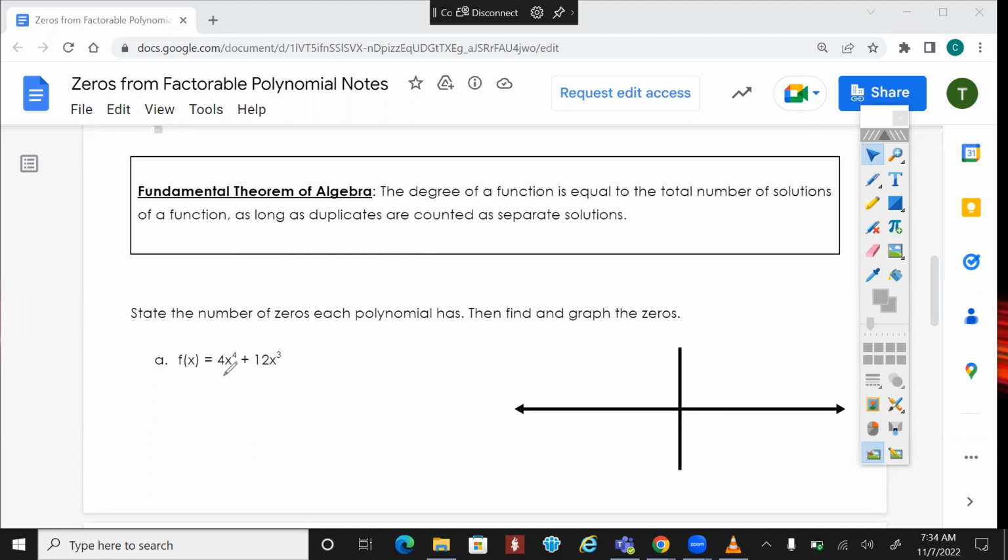Okay, what can I take out from both of these? What's the greatest common factor between these two numbers? 4 and 12 share what? 4 as a factor. Are there any x's that they share? Okay, how many can I take out from each one? I can take out 3, right? Because in this first one we got 4, and the second one we got 3, right? So we're going to take out an x to the third.